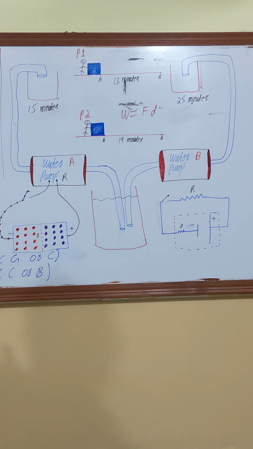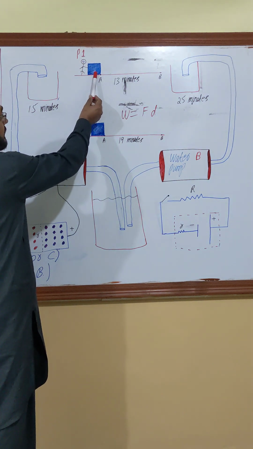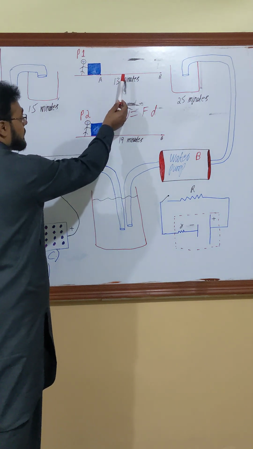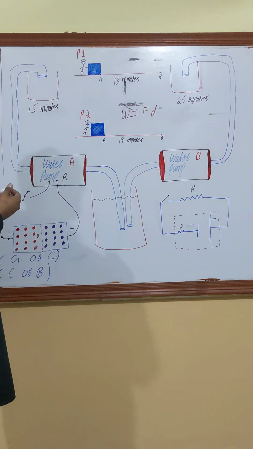What is mechanical power and what is electrical power? For example, person P1 applies force on this box to move from point A to point B in 13 minutes.